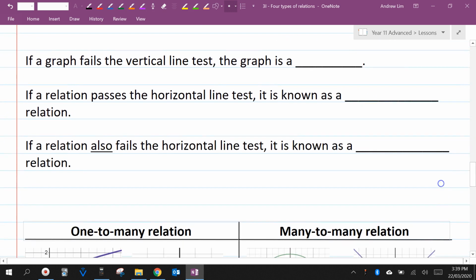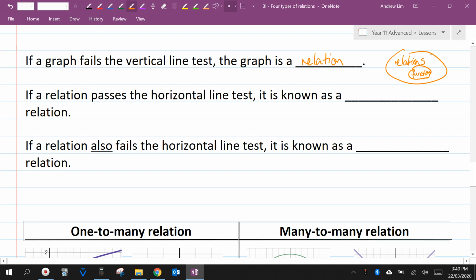However, if a graph fails the vertical line test, it means it's not a function, it's just a normal relation. So just remember, all mappings are relations. However, there are special types of relations that are called functions, and that's only when it passes the vertical line test. But if it doesn't pass the vertical line test, we just call it a normal relation.